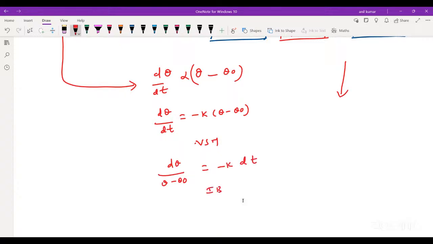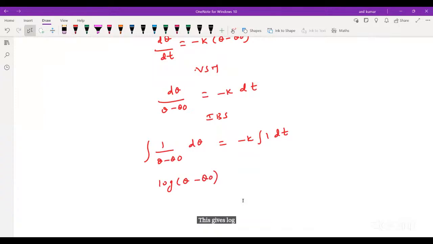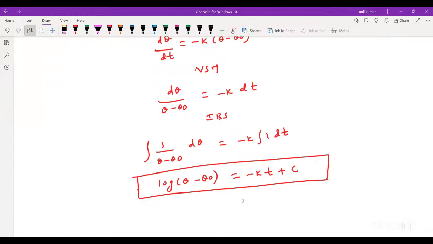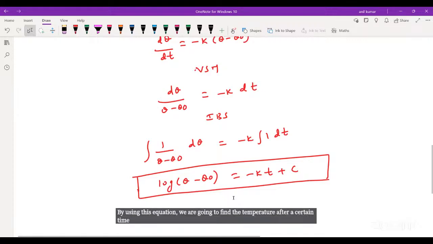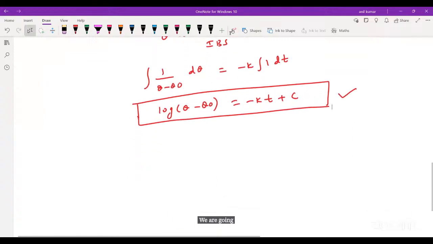Yes, when you integrate both sides, theta naught is a constant. That is the surrounding temperature. This gives the integration of 1 by theta, log theta, right, is nothing but minus kT plus C. Yeah, by using this equation, we are going to find the temperature after a certain time, or at what time the temperature reaches some amount. Now by using this principle, we are going to answer the questions very easily.